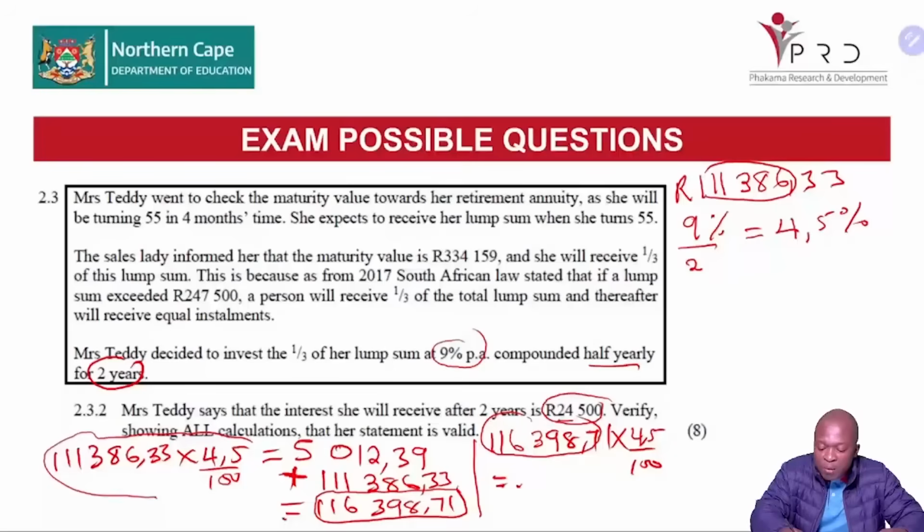You are now checking to see if you are going to get 24,000 or not. That is it. You are done for 8 marks.